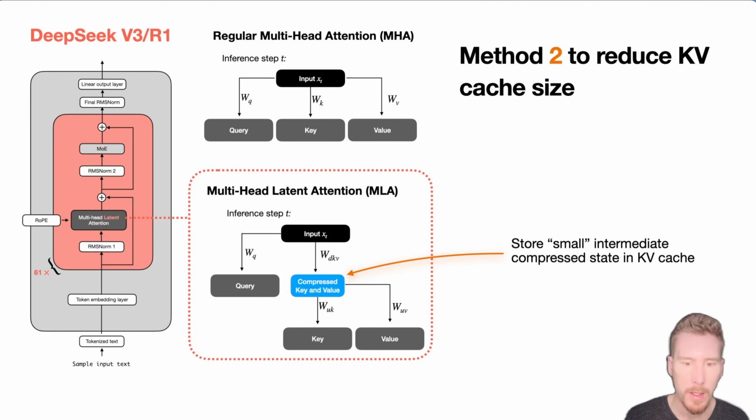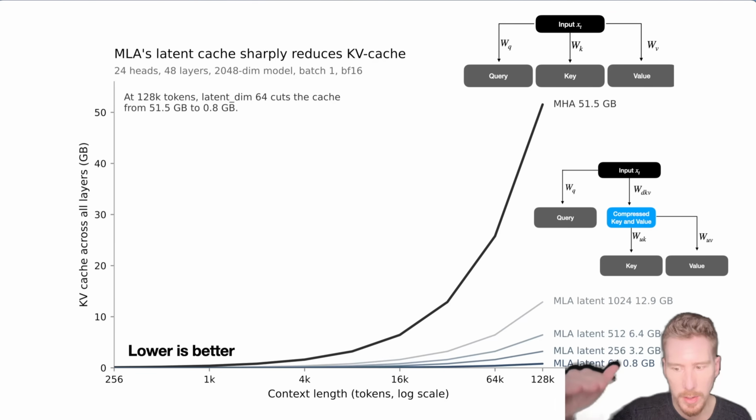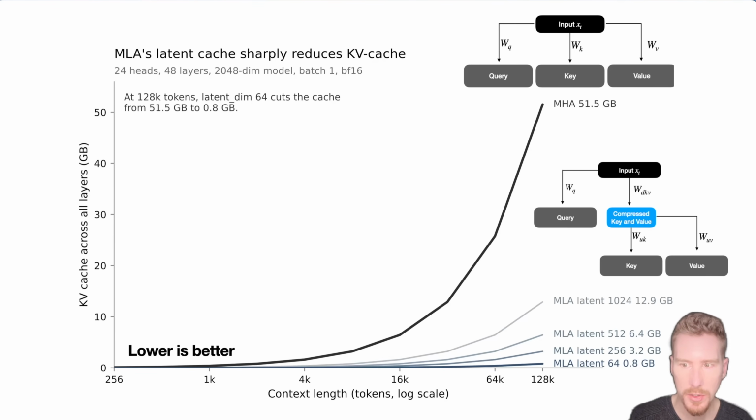happens is that we have a compressed key and value that is shared. We down project it with a weight, and then we up project it later during inference. This compressed key and value is the one that is stored in the KV cache. So instead of storing the full keys and values, which are larger, we have the smaller intermediate representation. And similar to grouped query attention, it reduces the KV cache size by a lot.